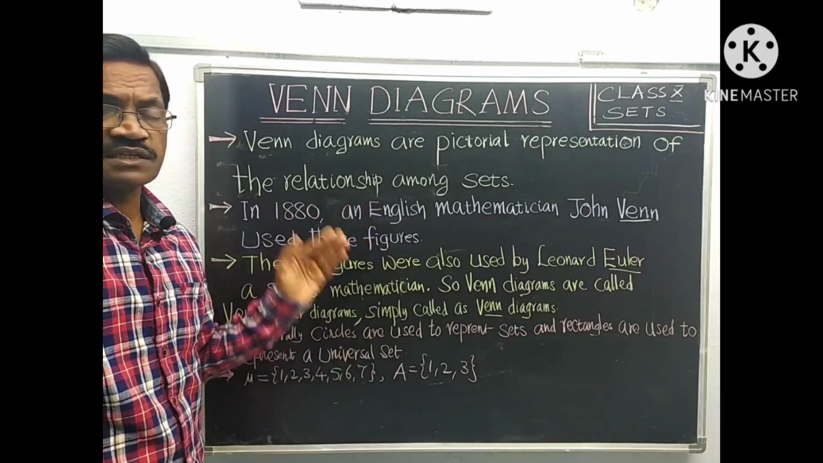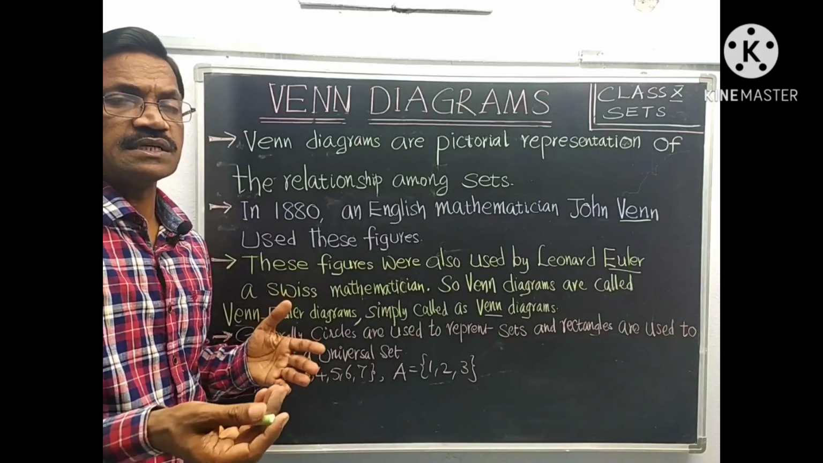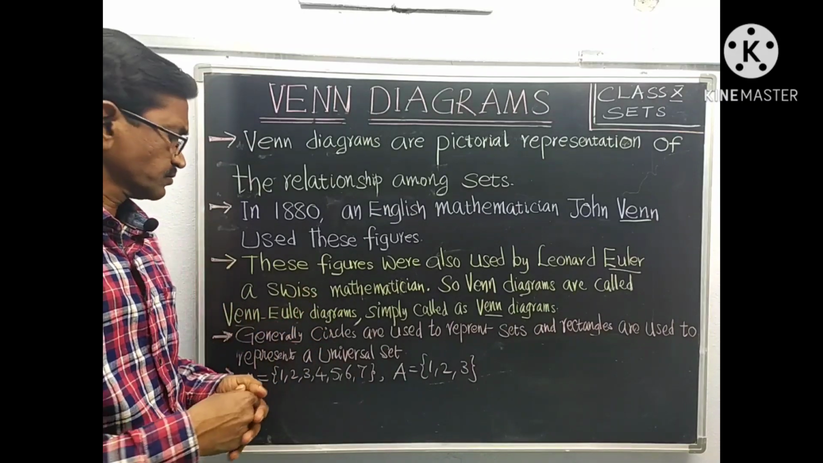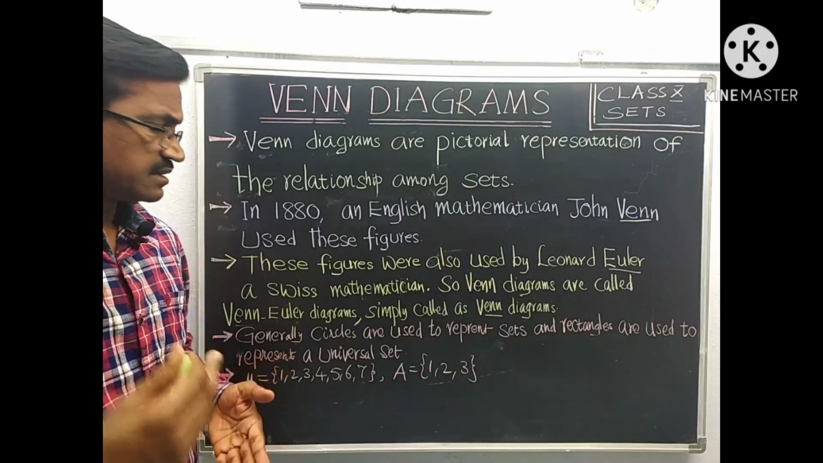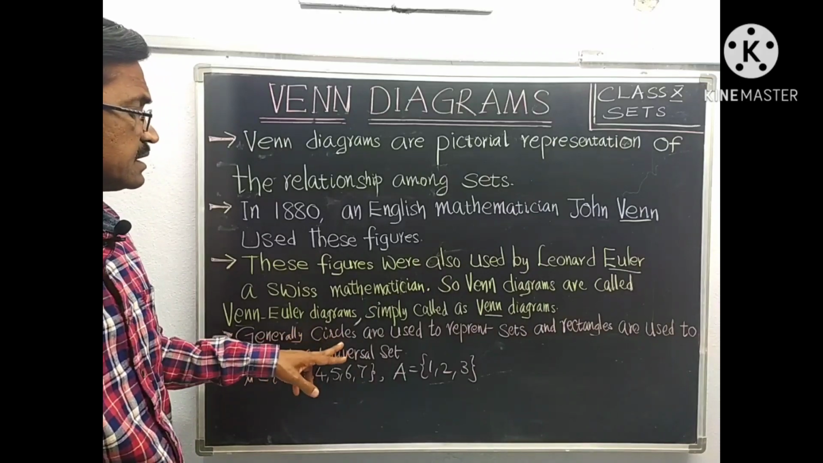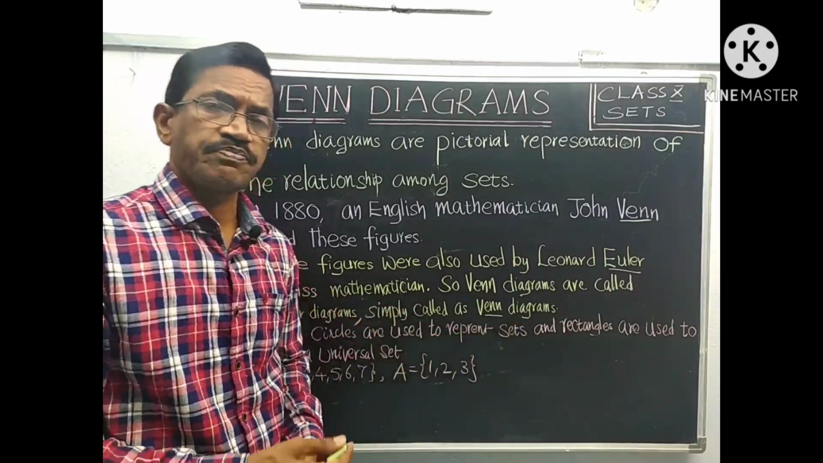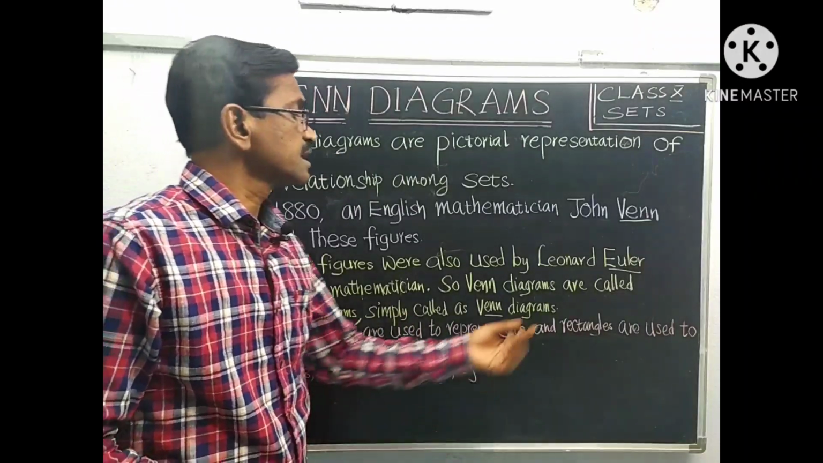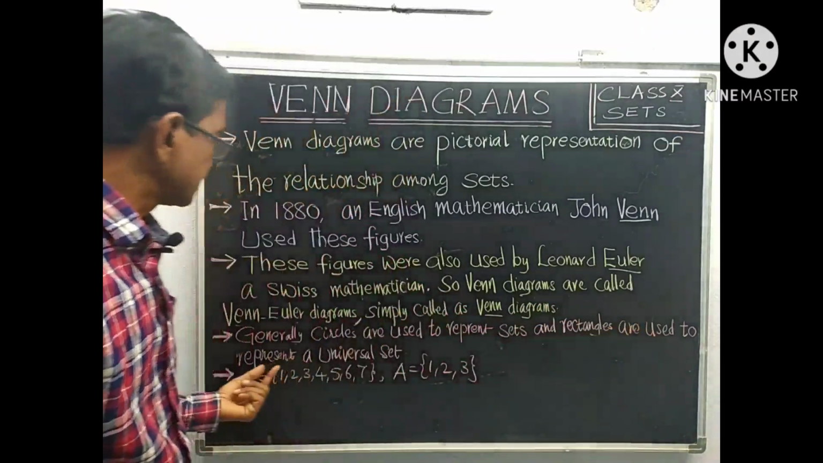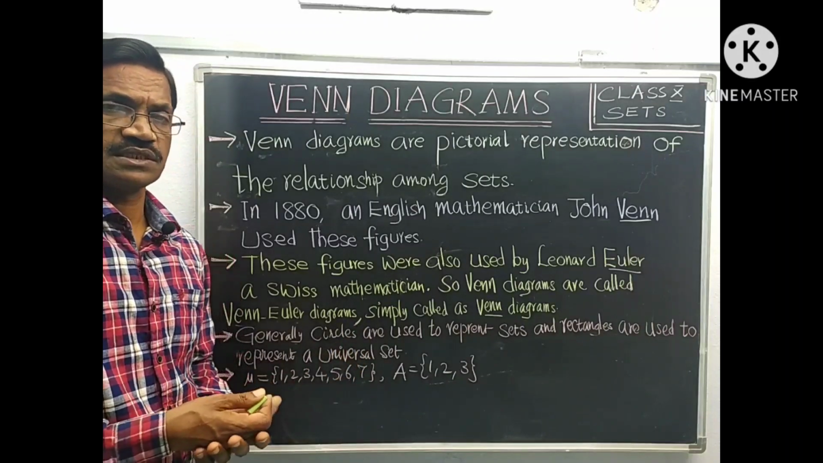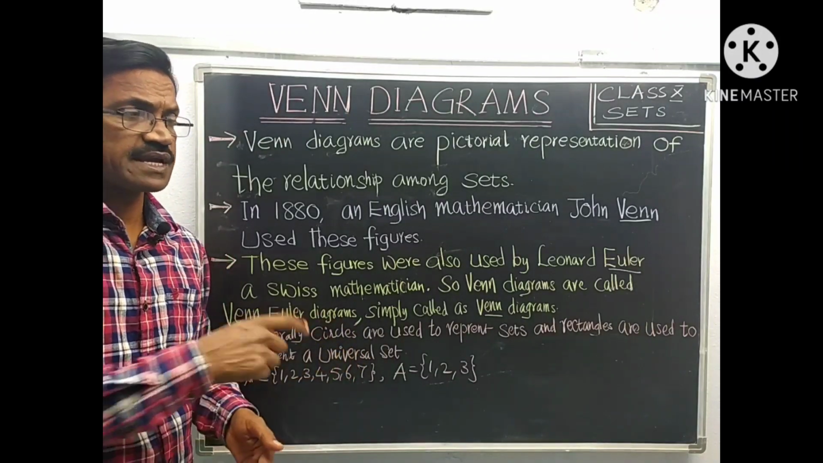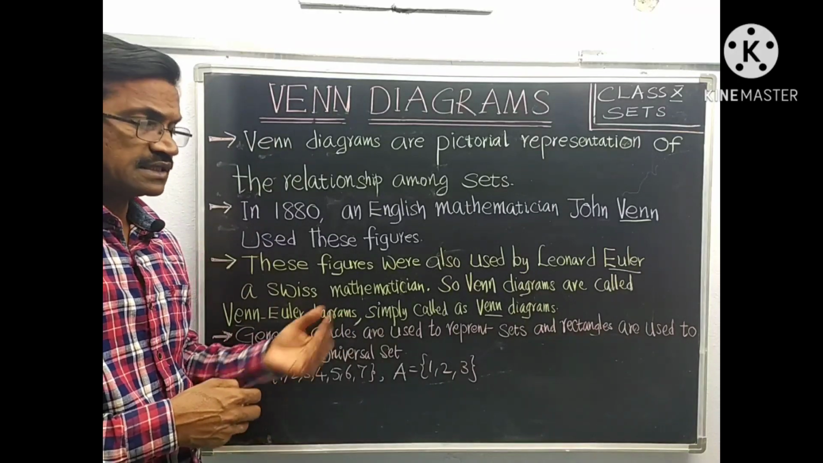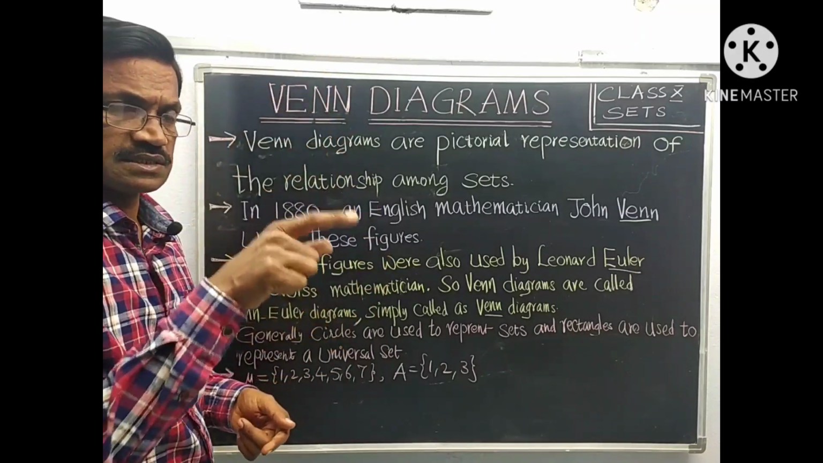By using these Venn diagrams, we can understand easily the relationship between two or more sets. Now let us draw the Venn diagrams. Generally, circles are used to represent sets, and rectangles are used to represent a universal set. Universal set is represented by a rectangular box, and sets are represented by circles.